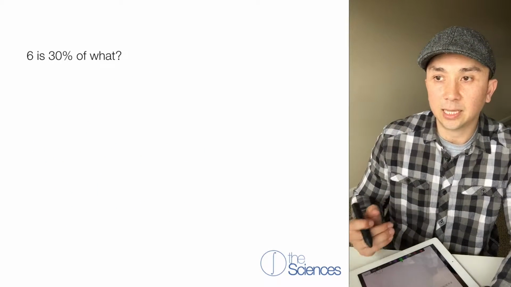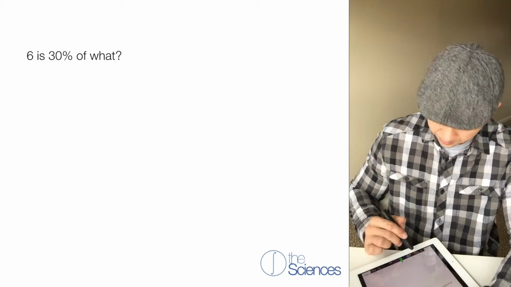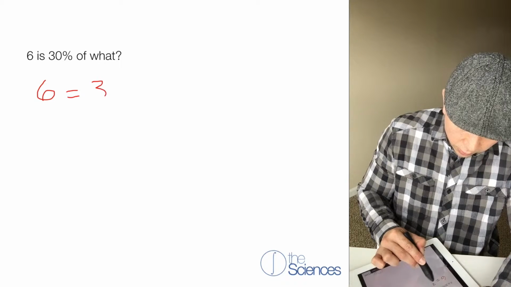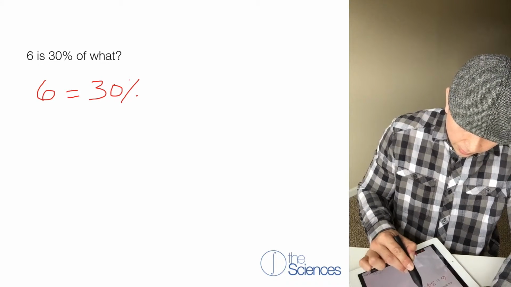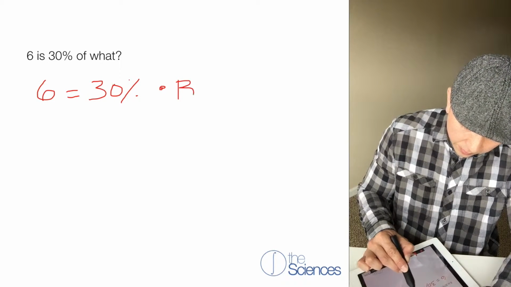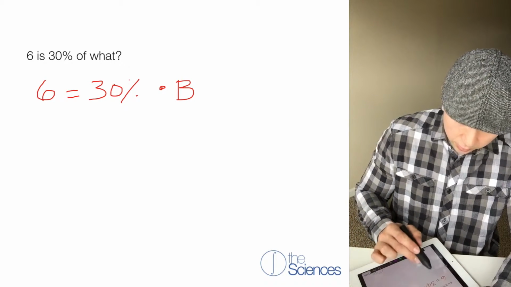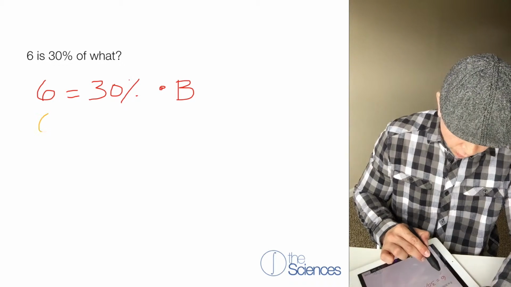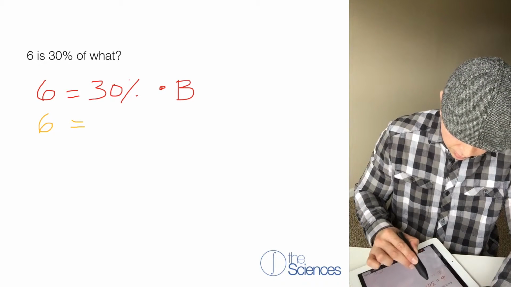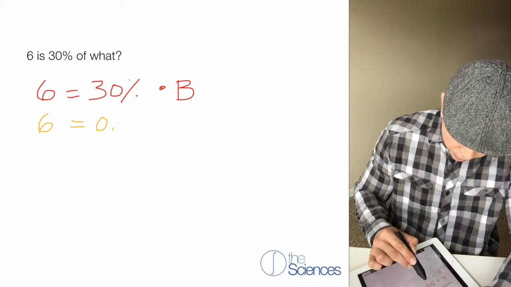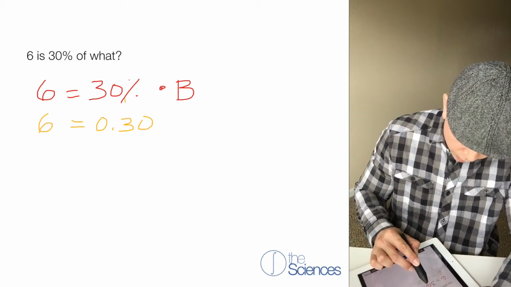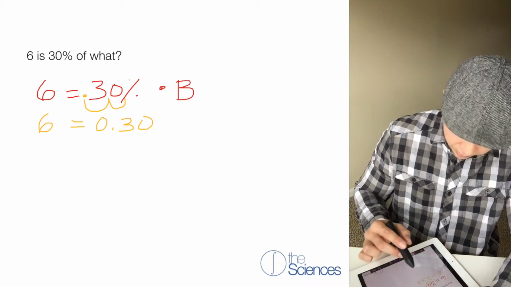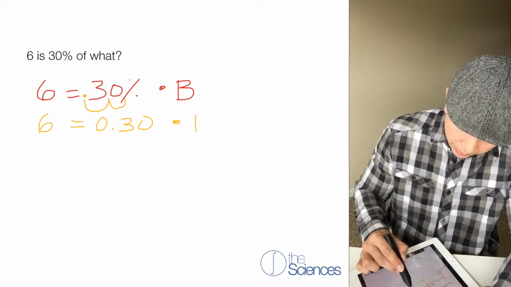Now, 6 is 30% of what? So we have 6 equals 30% times B. So now we're going to write 30% in decimal format. So we have 6 equals 0.30. We're going to move it 2 decimal places to the left, put the decimal point there, times B.